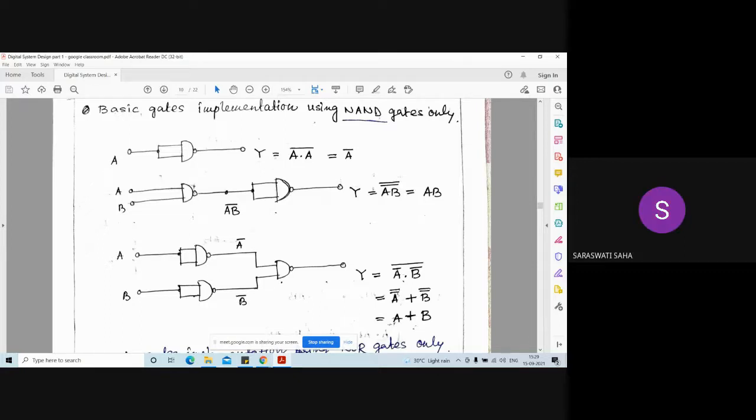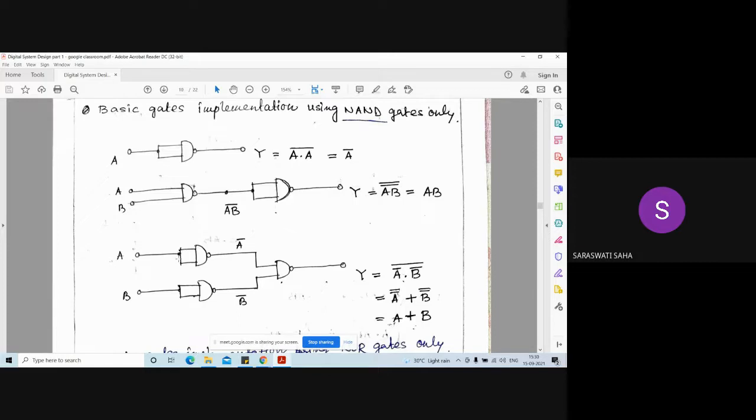If we separate this bubble from here, this circuit acts as an AND gate. I mean, from this symbol, if we remove this small circle, this gate acts as an AND gate, right? If we add this bubble, it indicates it is the complement of the AND operation. That is, this is the logic symbol of NAND. Clear?